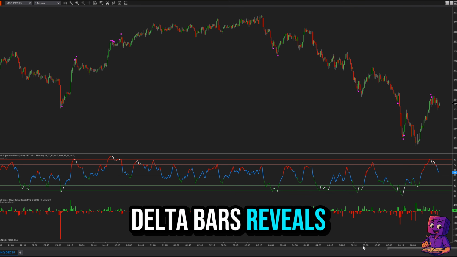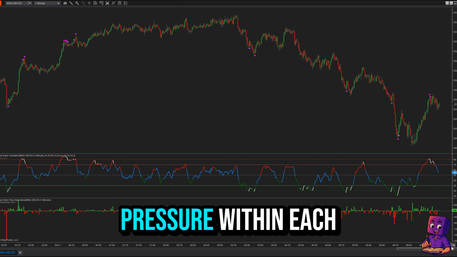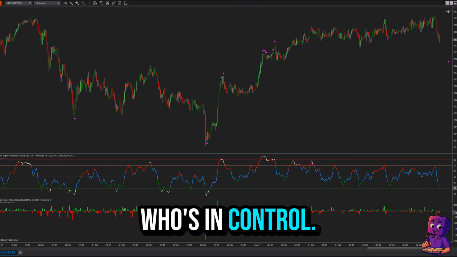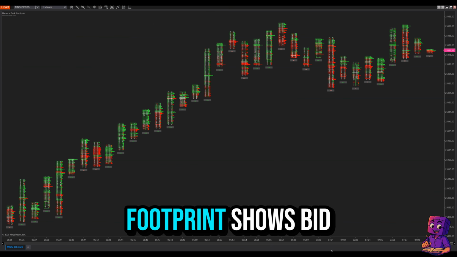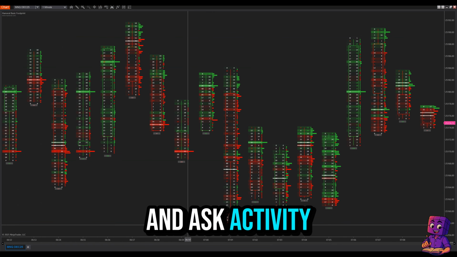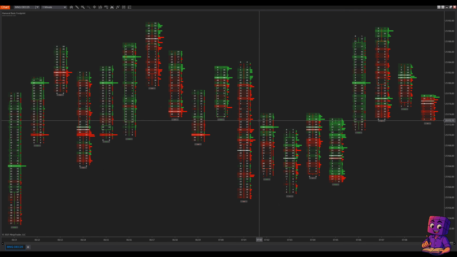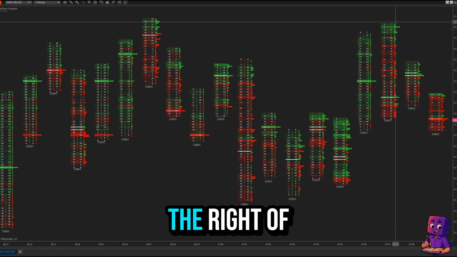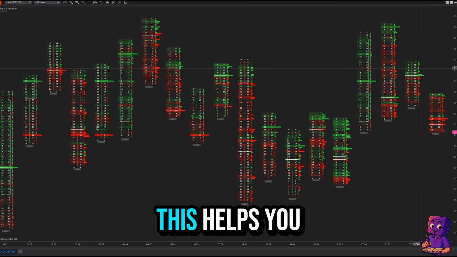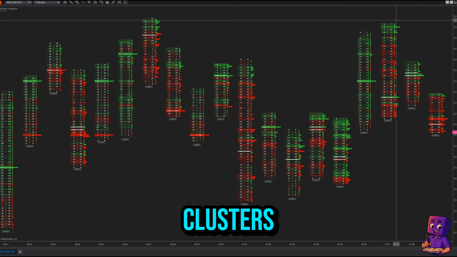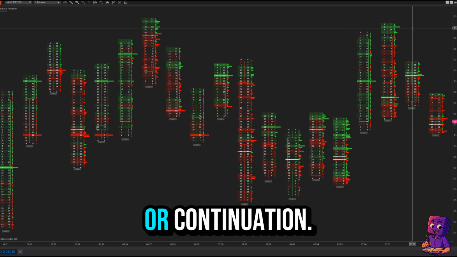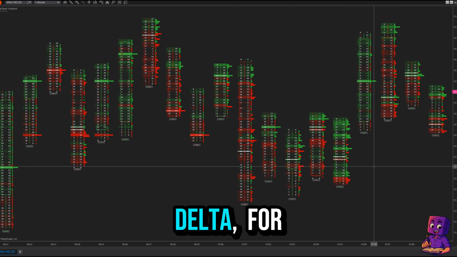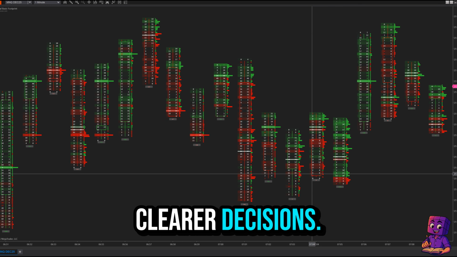Delta bars reveals buyer versus seller pressure within each bar to help you decide who's in control. Footprint shows bid/ask activity at each price level, highlights buy and sell imbalances, and includes a delta profile at the right of the candle. This helps you spot large order clusters for potential absorption or continuation. You'll also see each candle's total delta for clearer decisions.